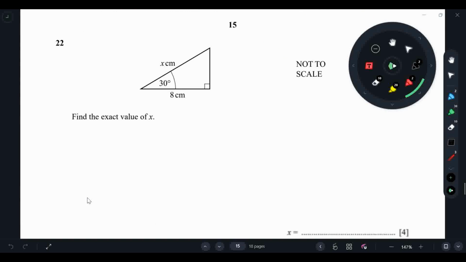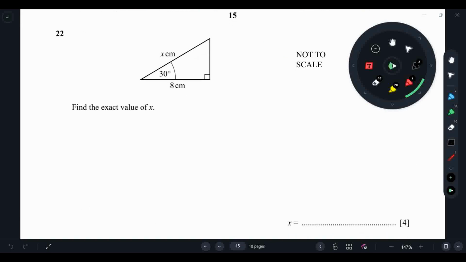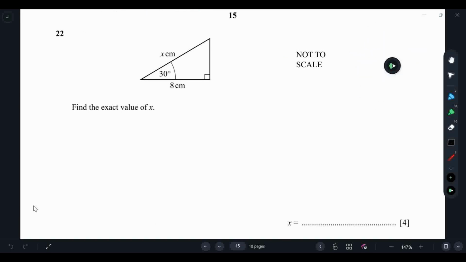Let's move to the next question. Question number 22. For question number 22, we know that we can use the trigonometric ratios. So this will be cos of 30 is equal to base by hypotenuse. And if we simplify it further, x is equal to 8 divided by cos of 30. Now we know that cos of 30 is equal to square root of 3 by 2.